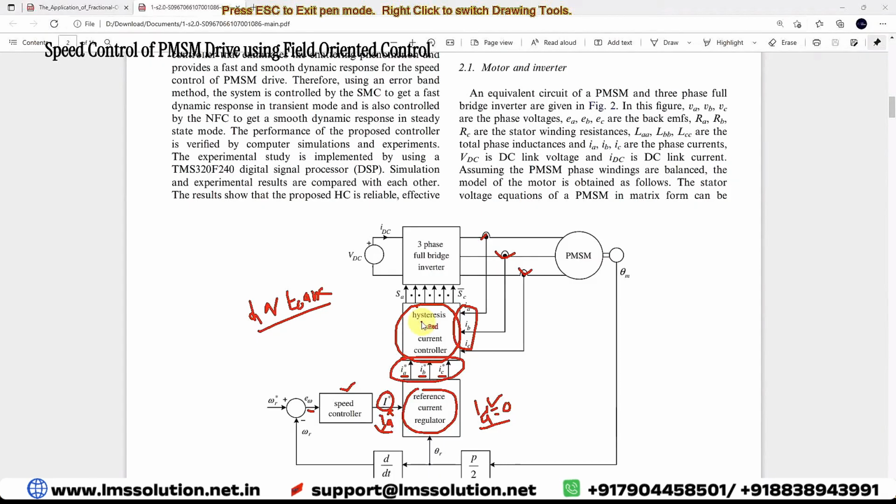This hysteresis band current controller will generate the pulses for the three-phase voltage source inverter. Based upon these pulses, the speed of the PMSM will be controlled, and IQ star and ID will be controlled in the PMSM. This is the normal working of the field oriented control of PMSM.